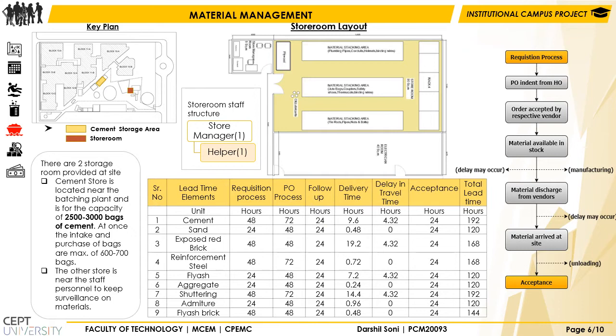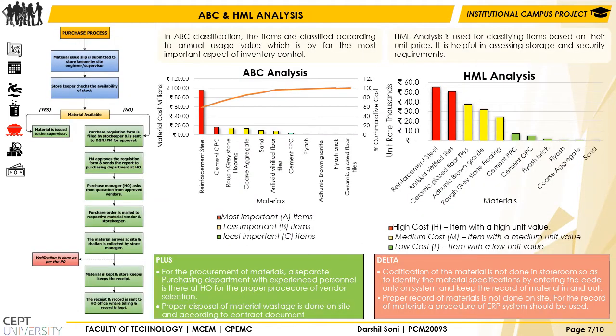It is found that cement and shuttering material have the highest lead time as they arrive from different cities to the site, whereas local materials like fly ash, sand, aggregate, and admixture take fewer hours for the whole process. Here the detailed purchase process is shown. After collecting materials, the store manager keeps the receipt, which is sent to the head office for further recording and billing.